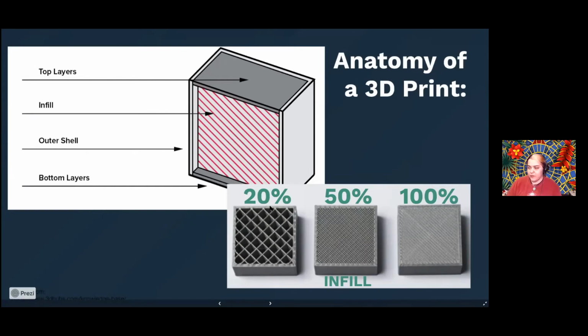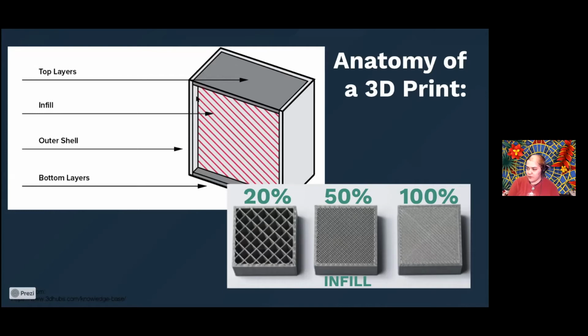I typically run mine lower. I run it at 7%, since I'm usually just making figurines and such. But to trade that off, I make my top layers and my outer shell a little bit thicker. So I have less infill, but I have thicker walls. It trades off that structure, but also gives me more time.